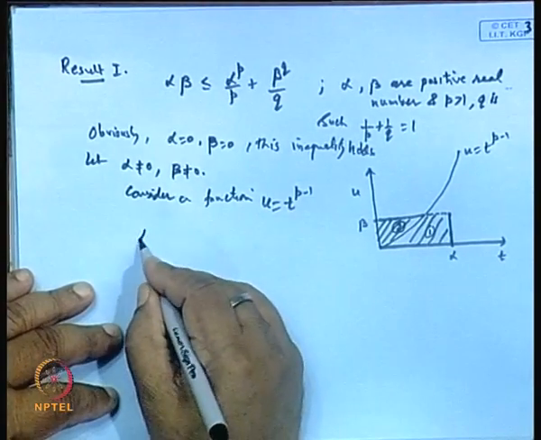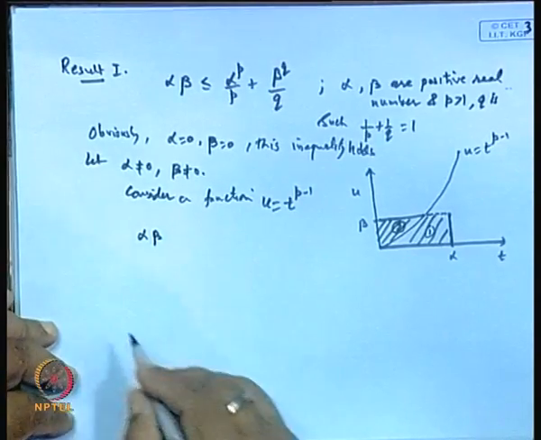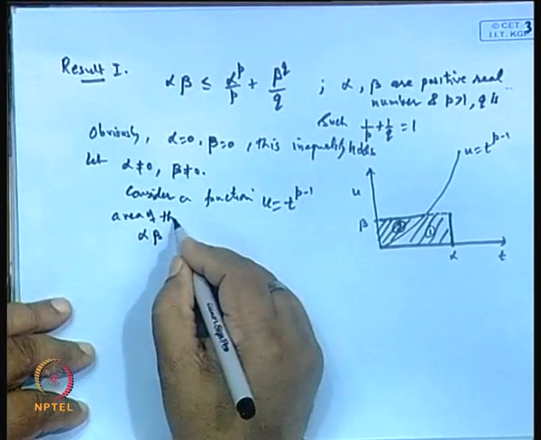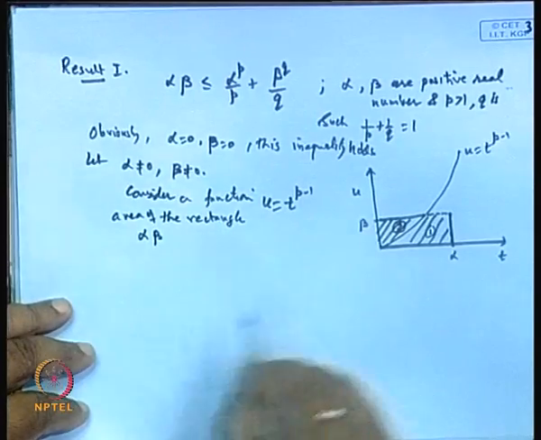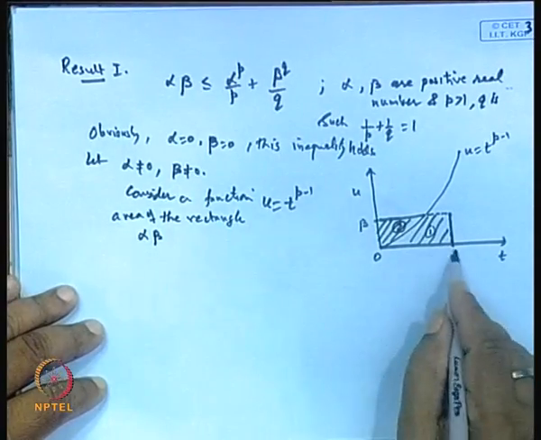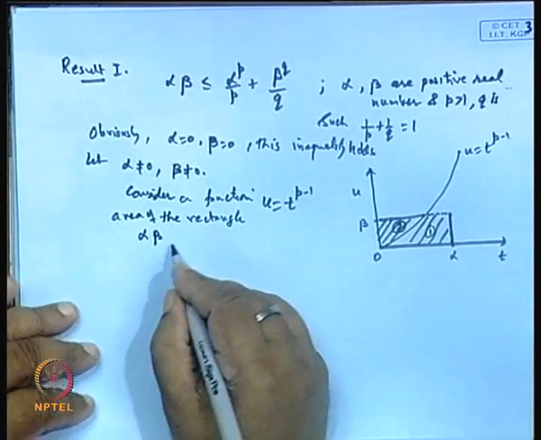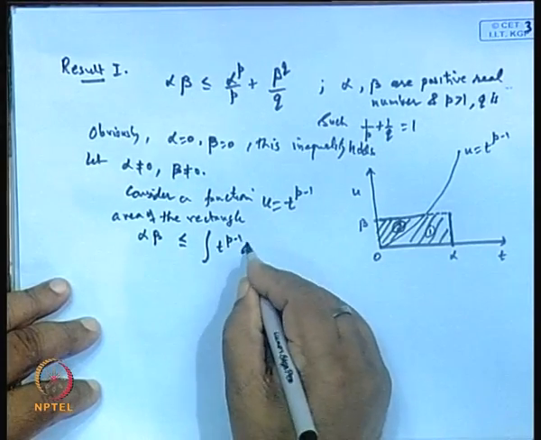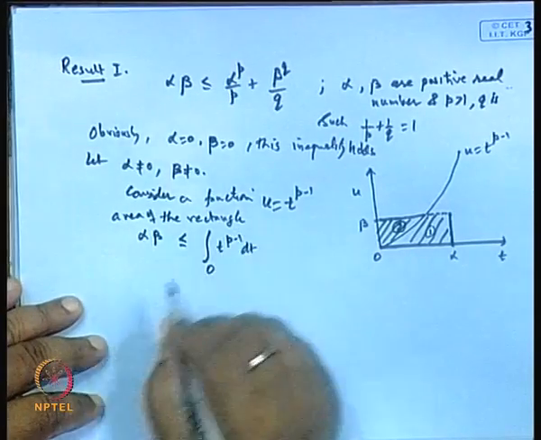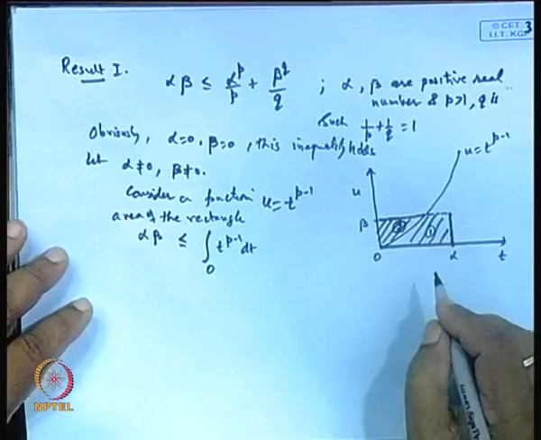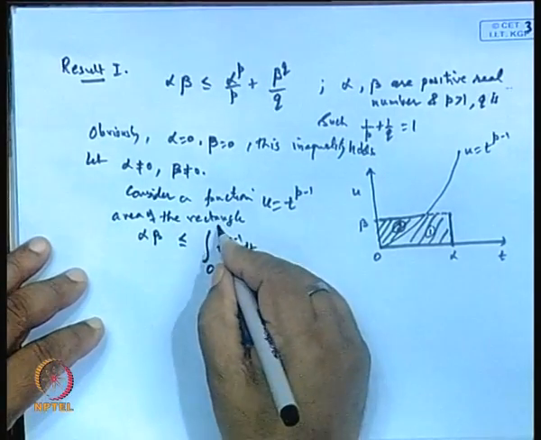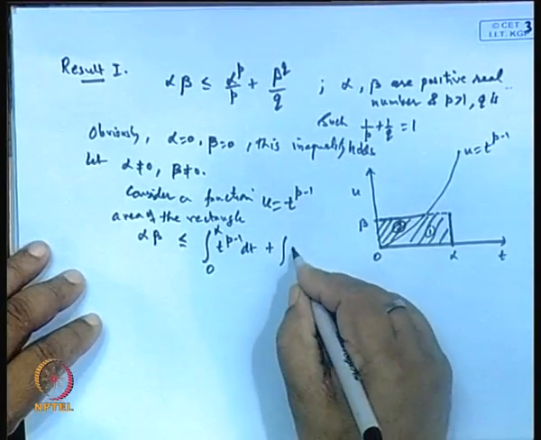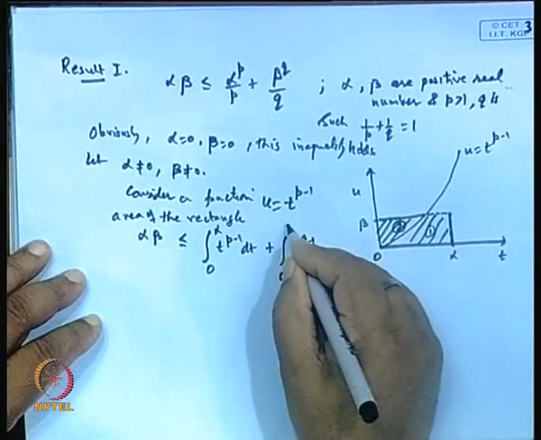Now, this αβ area, that is the area of the rectangle whose sides are α and β, is less than or equal to the integral of t^(p−1) dt from 0 to α, plus the integral of u^(q−1) du from 0 to β. Why?